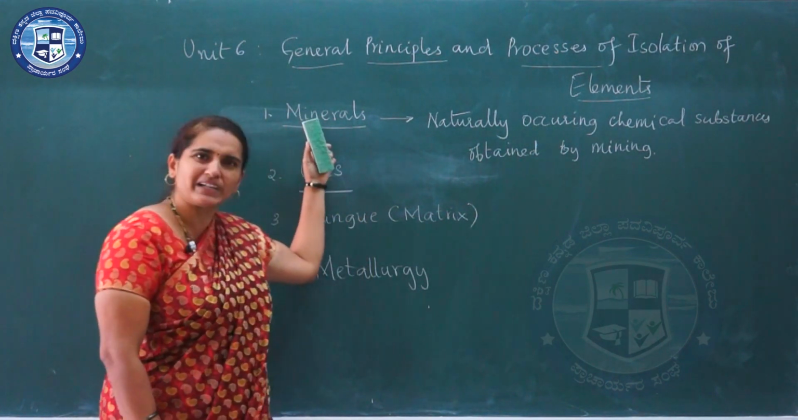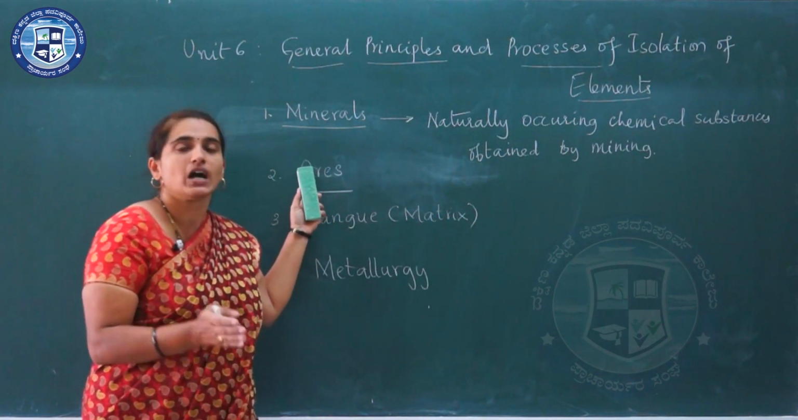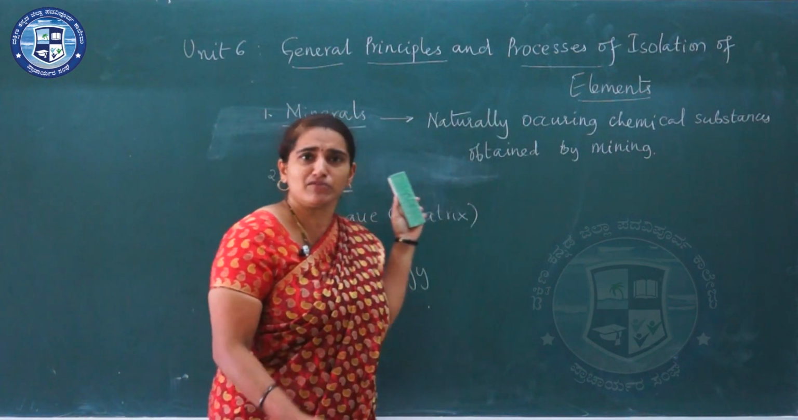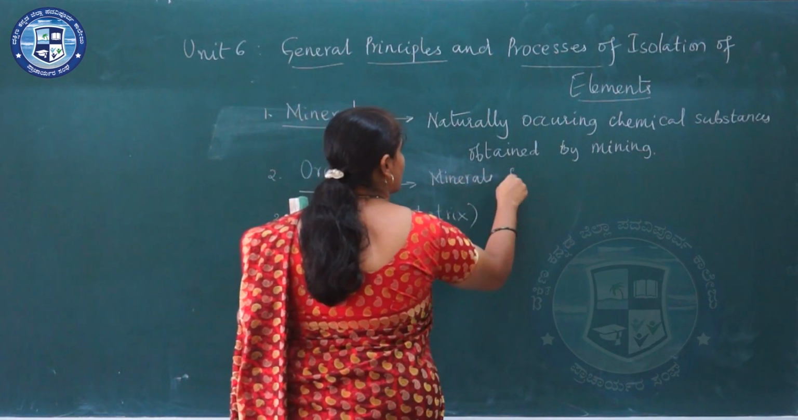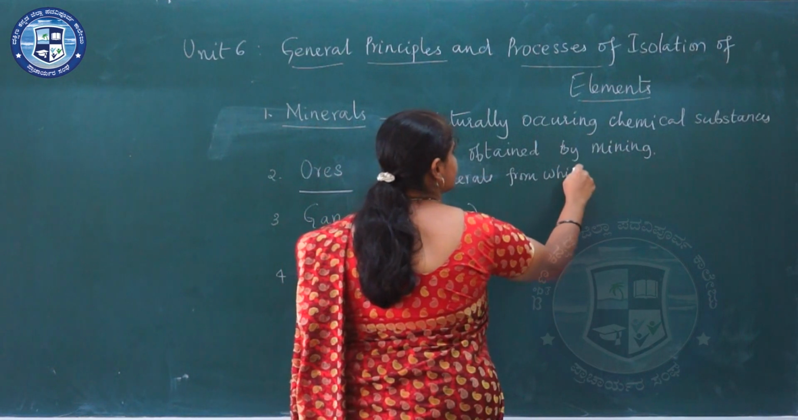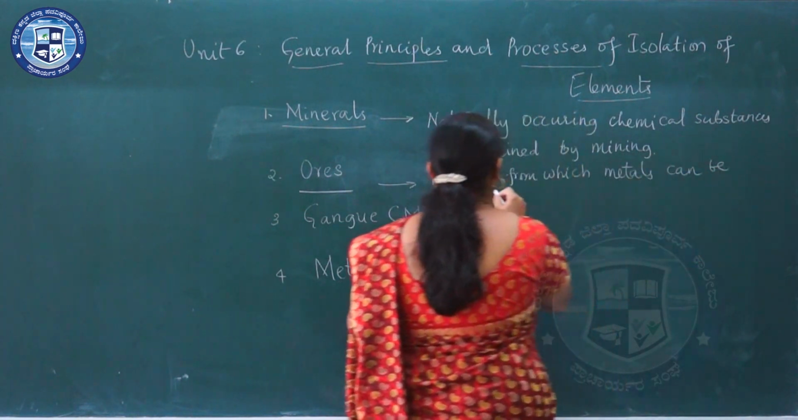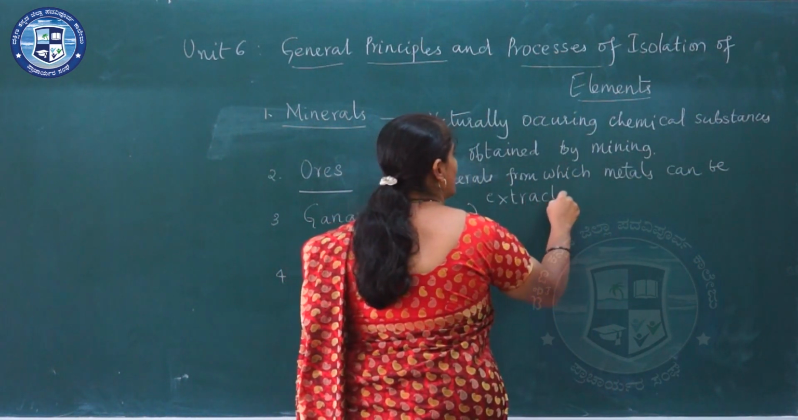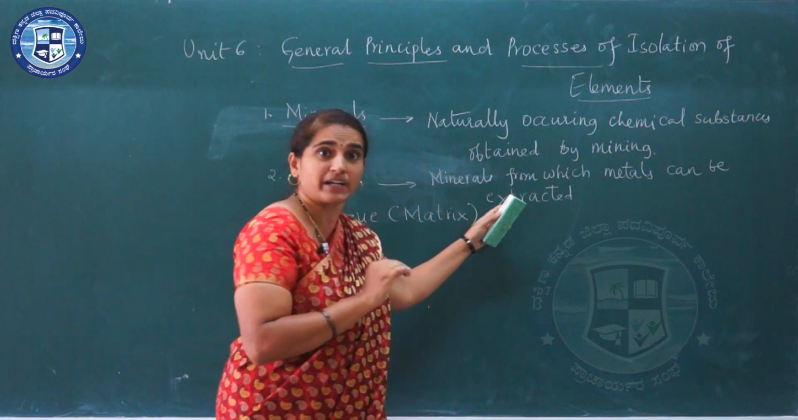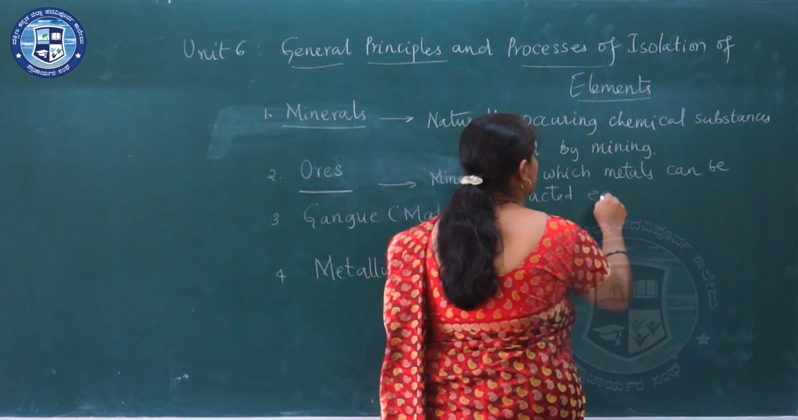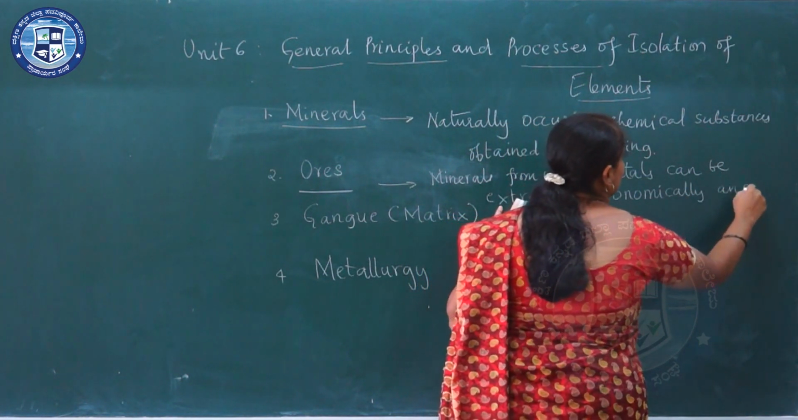The next category is ores. Ores are minerals only, but using these ores we can isolate or separate the metal we want. So they are the minerals from which metals can be extracted or isolated. But students, remember 2 important things. One, we should extract the metal, and the procedure employed should be economic to us, that is, economically and conveniently.